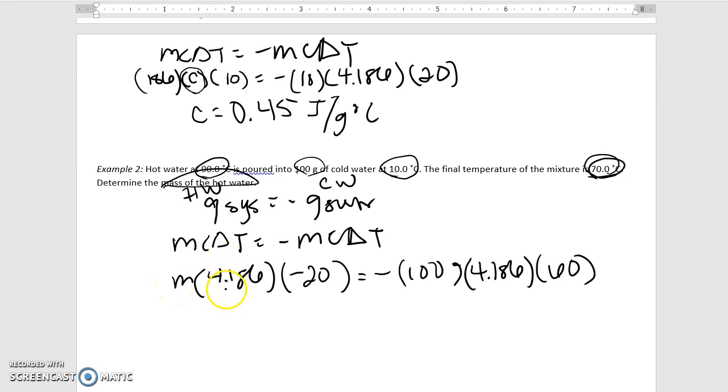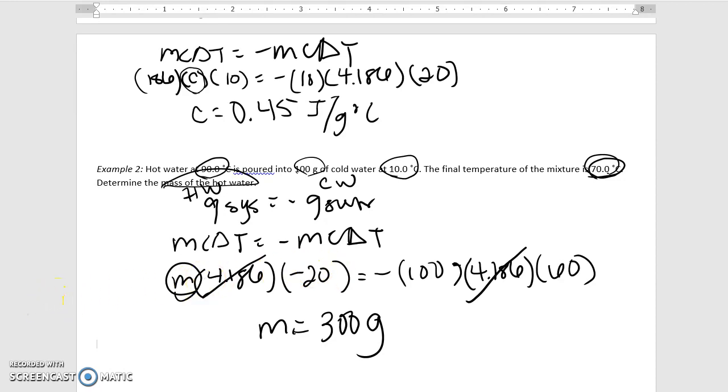Looking at this, I take 4.186 times negative 20, and then set that equal to negative 100 times 4.186 times 60. When you solve for this M, just rearranging with some simple algebra, you should get that the mass of the water is 300 grams. Now, to make your life a little easier, the 4.186 is on either side, so you can cancel those if that makes solving easier. But if you just plug it into your calculator, either way, including the 4.186 on either side or getting rid of it, you should get 300 grams.